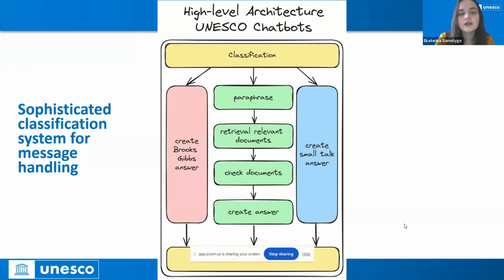Then general inquiries are handled by the blue block, creating small talk answers first and then diving deeper into the topics of our interest. And it ensures that the chatbots steer clear from irrelevant or inappropriate topics.